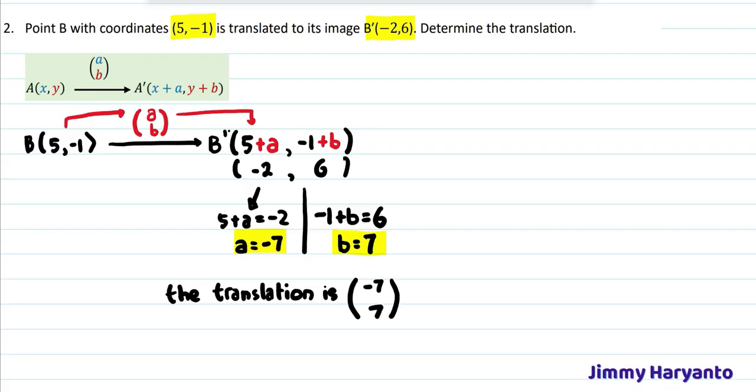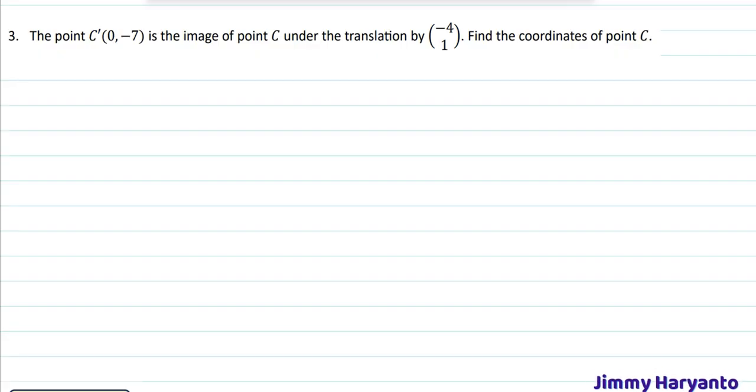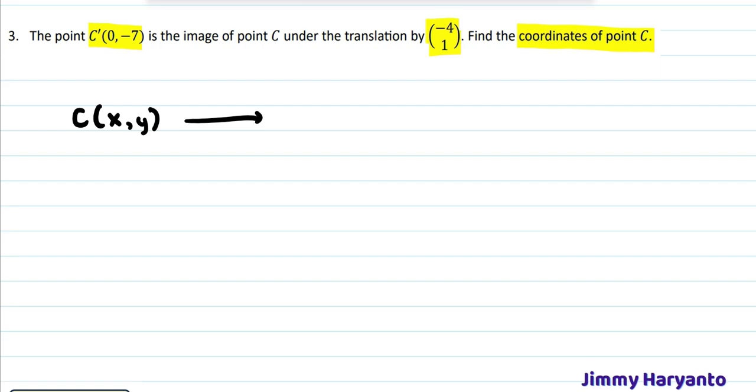Okay, next is question 3. For question 3, the question gives you the image and also the translation, and the question wants you to find the original point. So let's write down the formula. The formula is just like this.